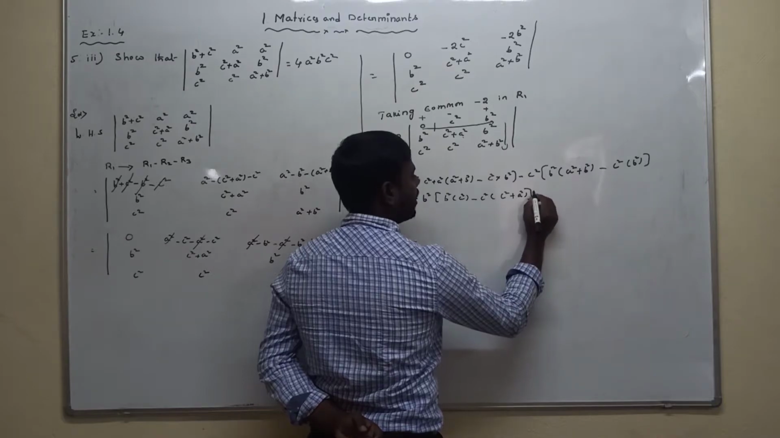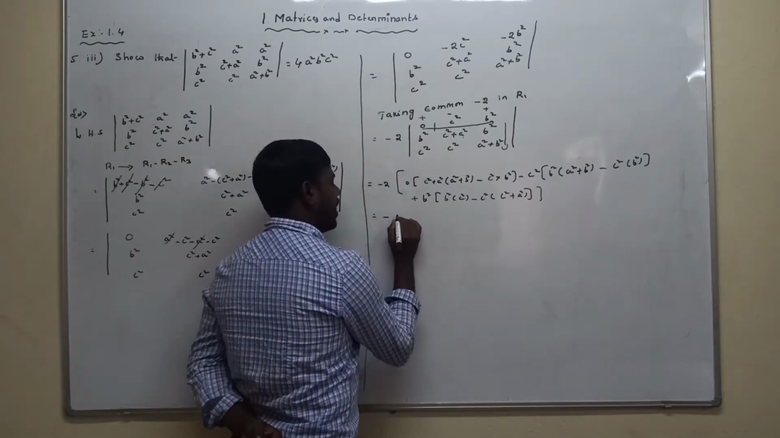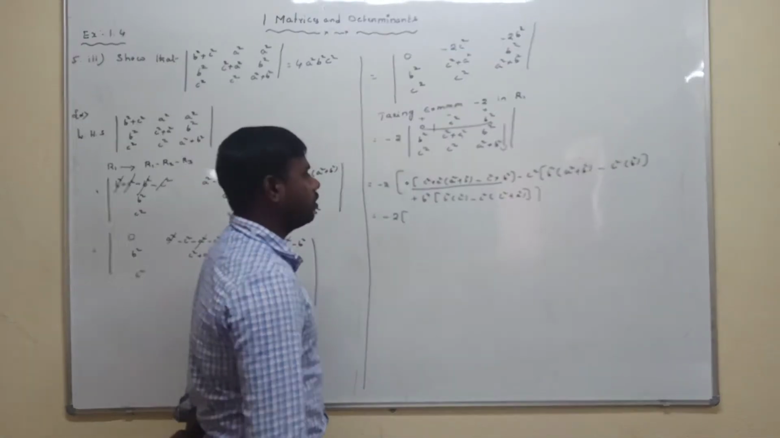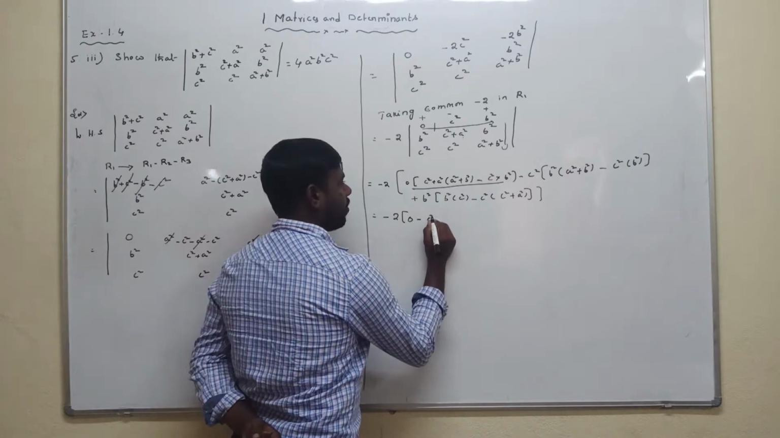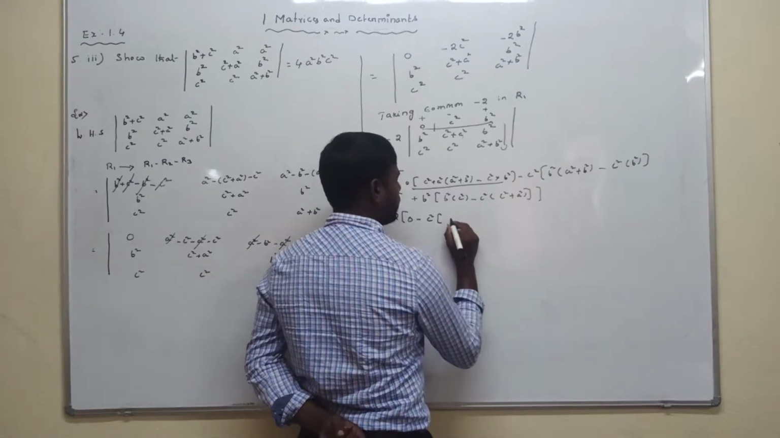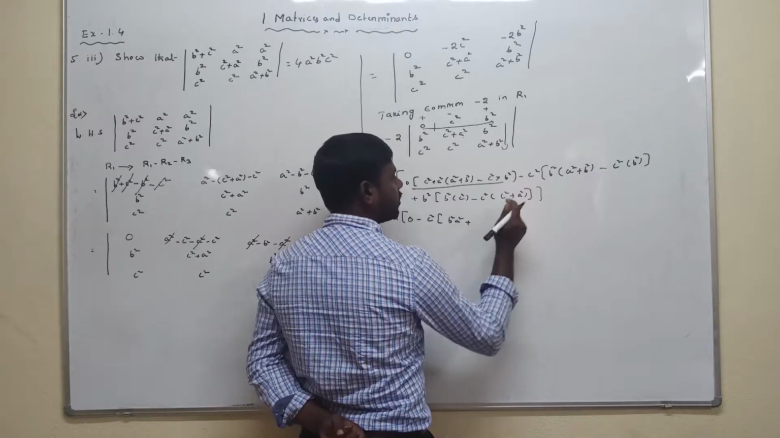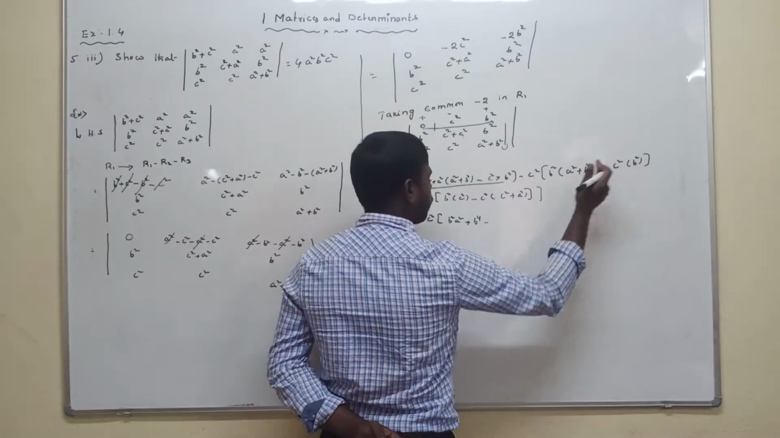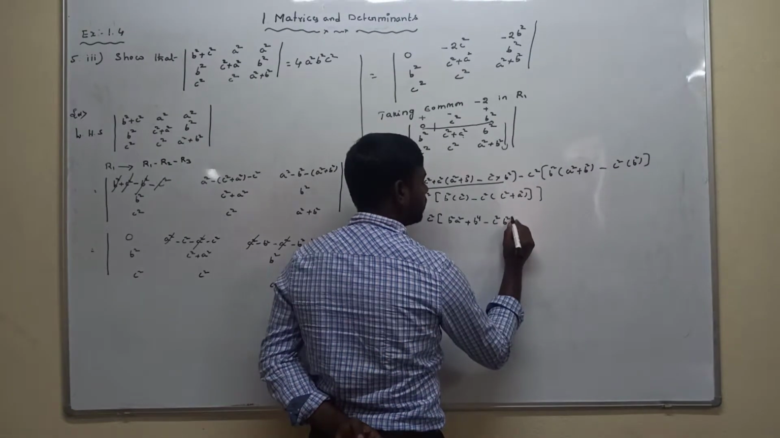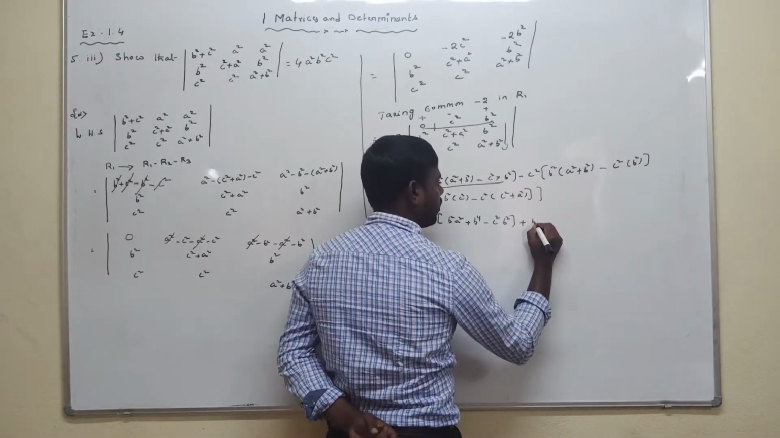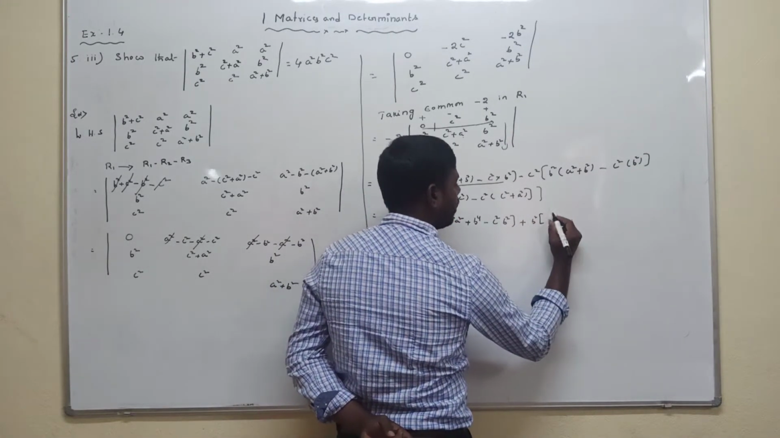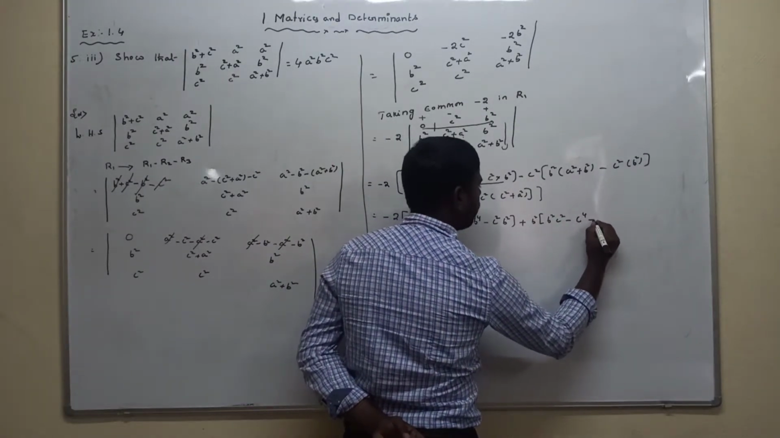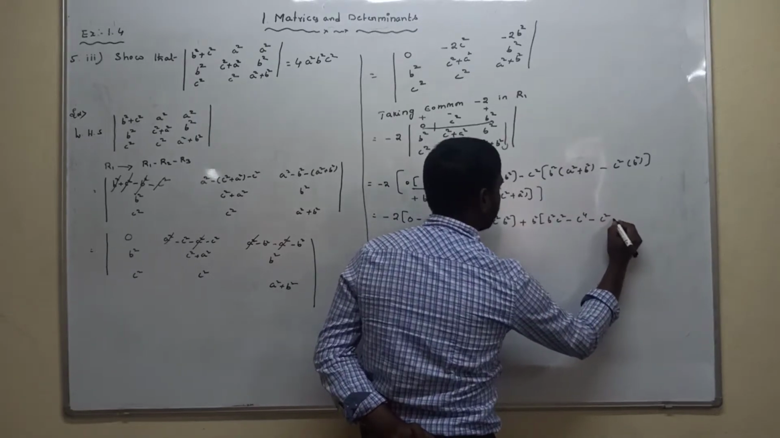Now simplify these elements. Minus 2 into this total value is 0, because 0 into anything is 0. Minus c square, b square into a square plus b square into b square gives b to the power of 4, minus c square into b square, plus b square into c square minus c square into c square, that value is minus c to the power of 4 minus c square a square.